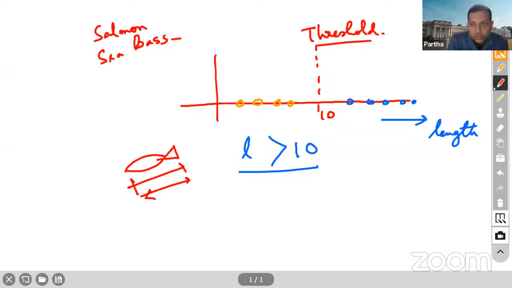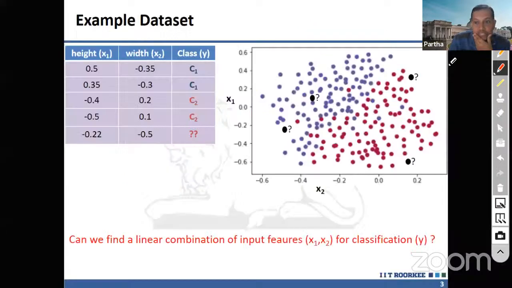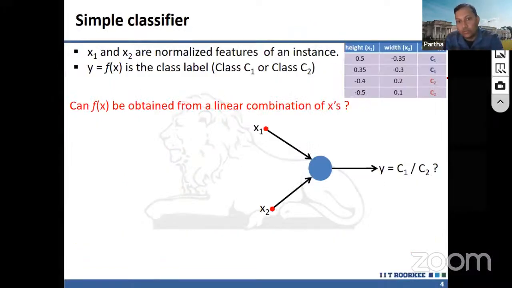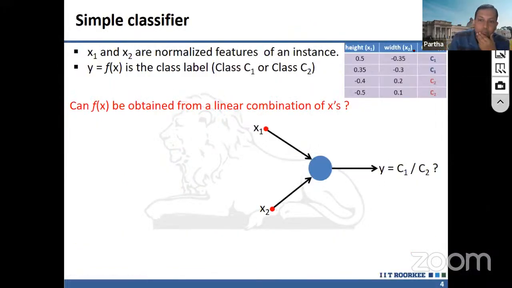Now if I have only this one length feature, then I can do it. But now I have two features, like height and width.